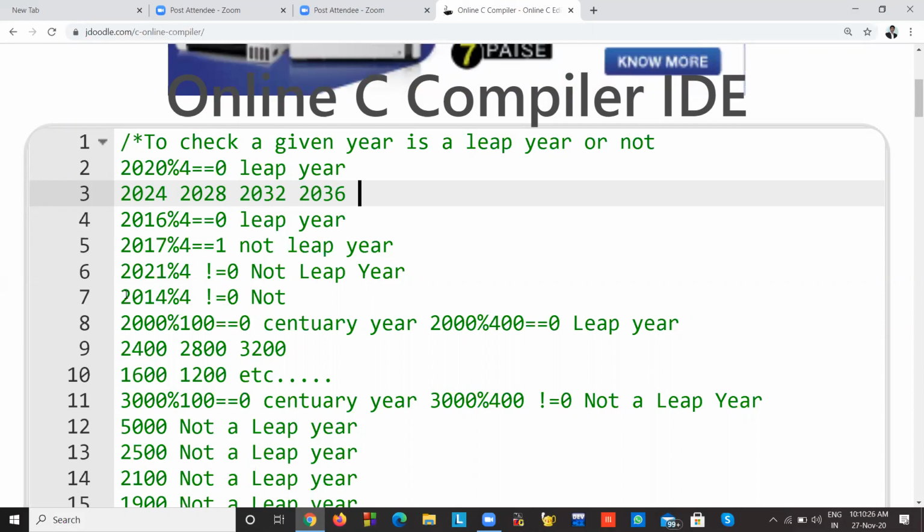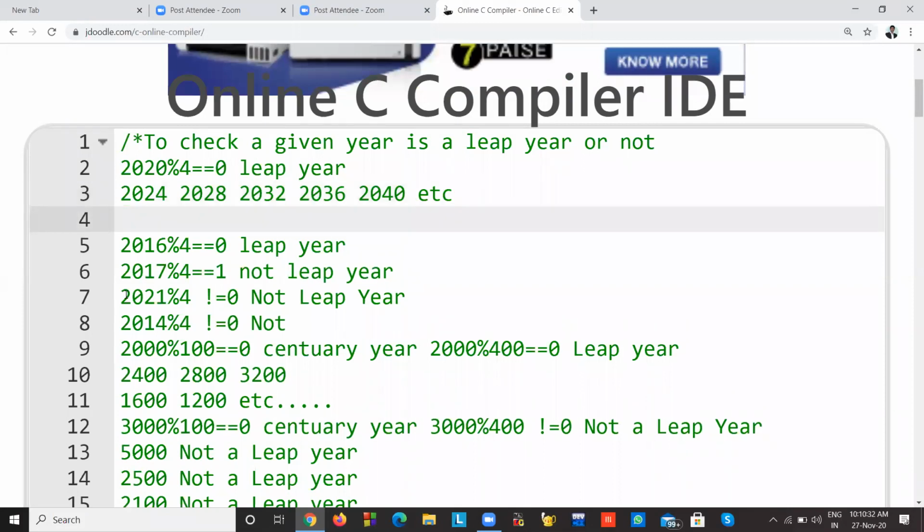So next to 2040, okay? So these are the leap years before 2020, which was a leap year. 2020 minus 4 is 2016, 2016 minus 4 is 2012, 2012 minus 4 is 2008, etc. So these are non-century leap years.